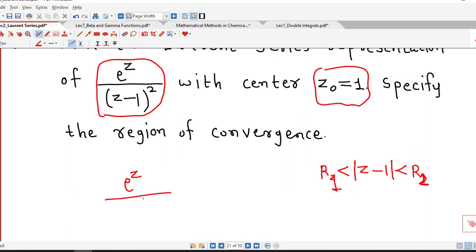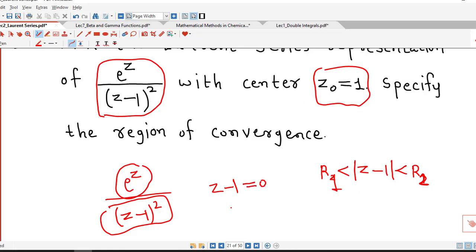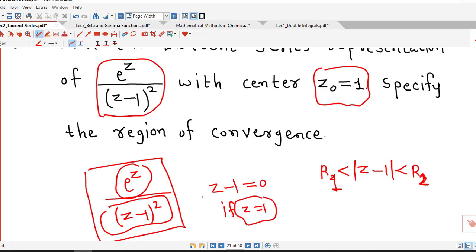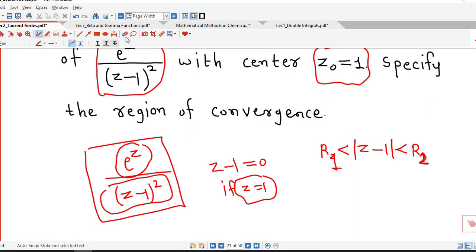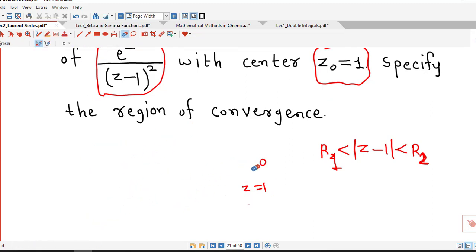Now our function is e raised to z divided by z minus 1 whole square. We know that e raised to z is analytic at every point in the complex plane, and z minus 1 whole square is also analytic at every point in the complex plane. But because z minus 1 is in the denominator, it is 0 if z equal to 1. So this whole function is not analytic at z equal to 1, and we have to exclude this point.